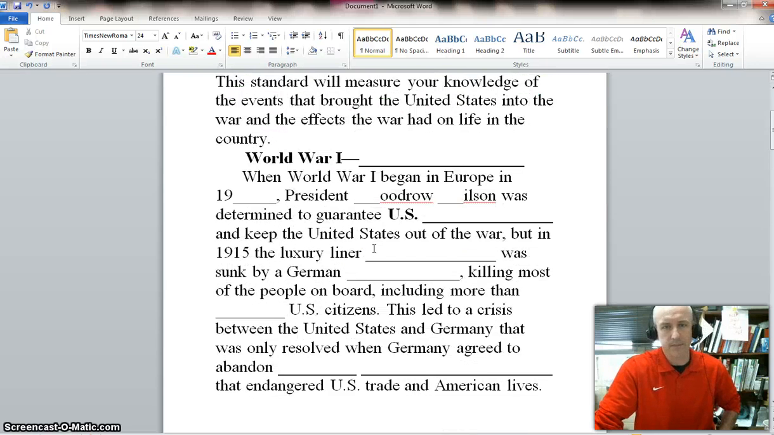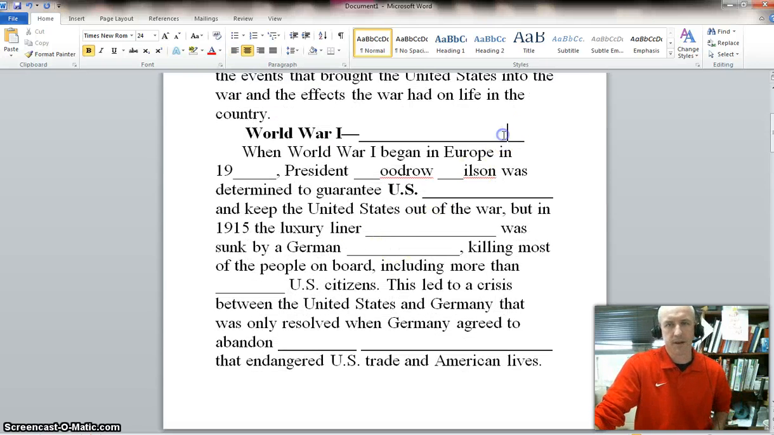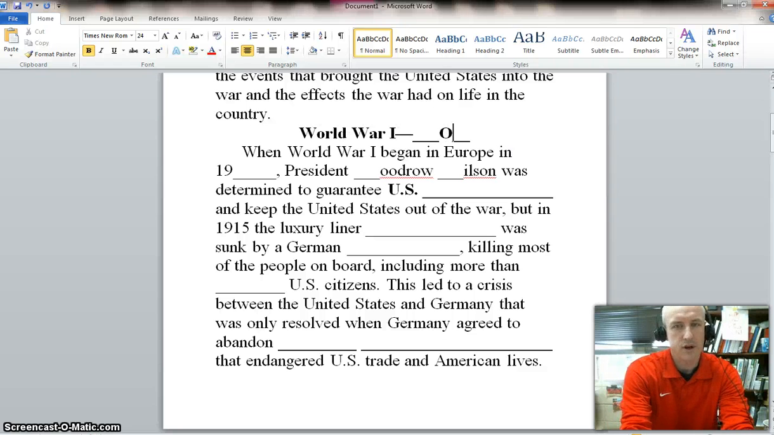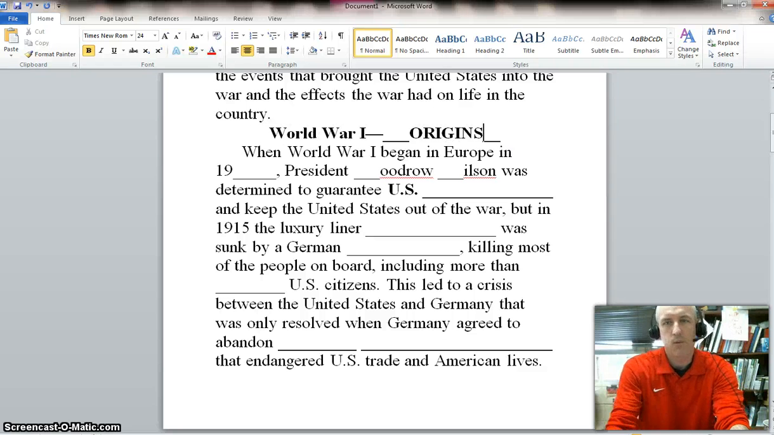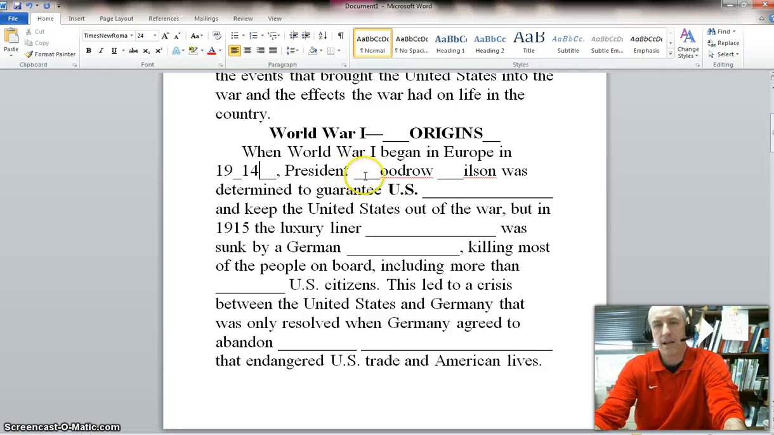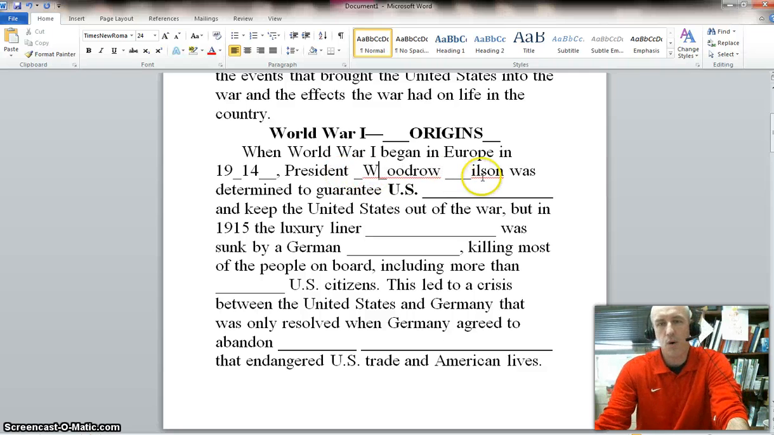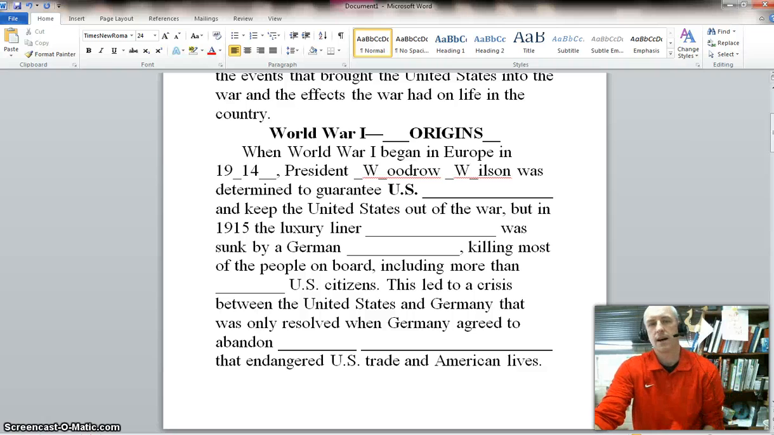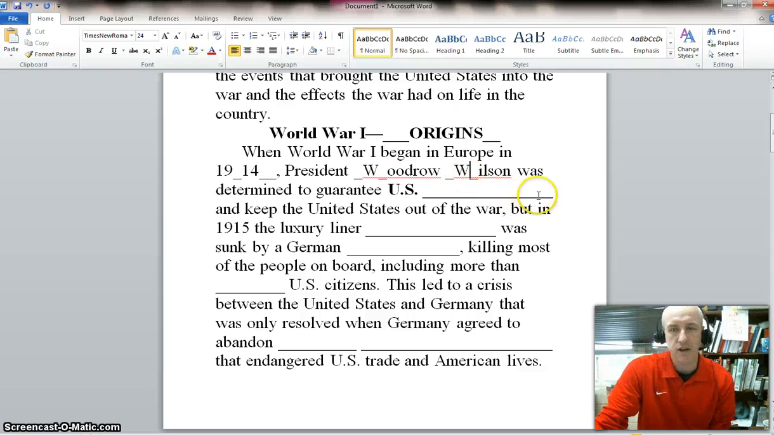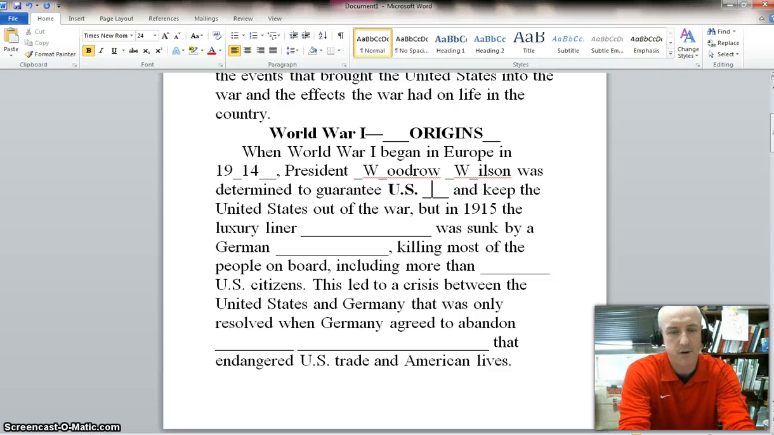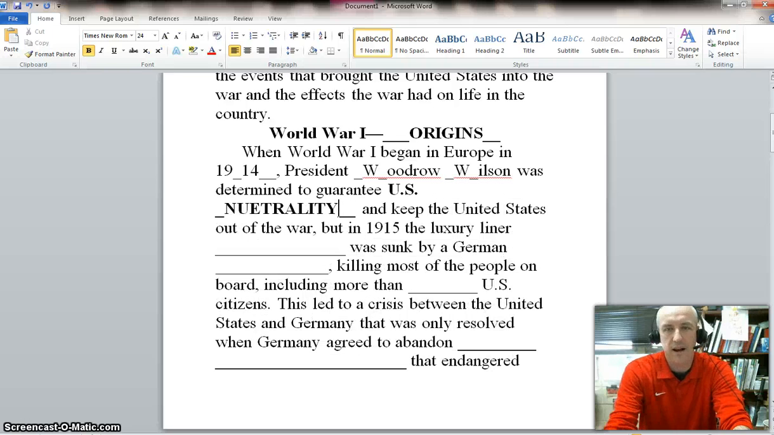All right, let's get into the first thing. All right, first topic here is World War One and its origins. When World War One began in Europe in, anybody remember what it is? 1914, that's right. President Woodrow Wilson was determined to guarantee U.S., this was our policy before we got into the war, is neutrality. All right, our policy of U.S. neutrality. Now let me back up just a little bit.